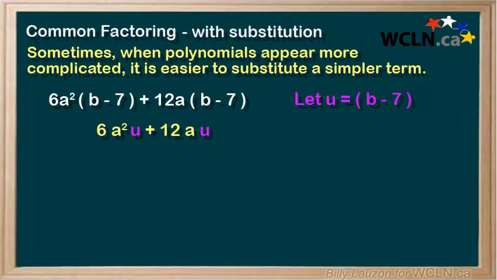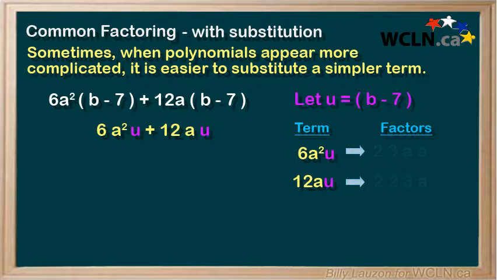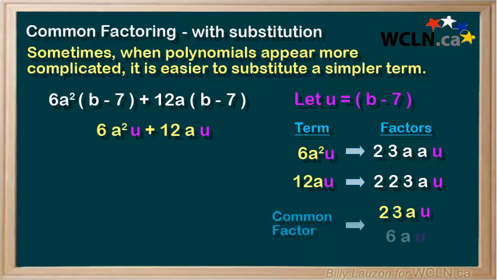This will give us 6a squared u plus 12au. Now let's take these two terms over on the right-hand side and break them apart into their factors. Doing this, we will notice that each of them has a 2 in common, a 3 in common, the letter a, and our newly substituted letter u, resulting in our common factor of 6au.